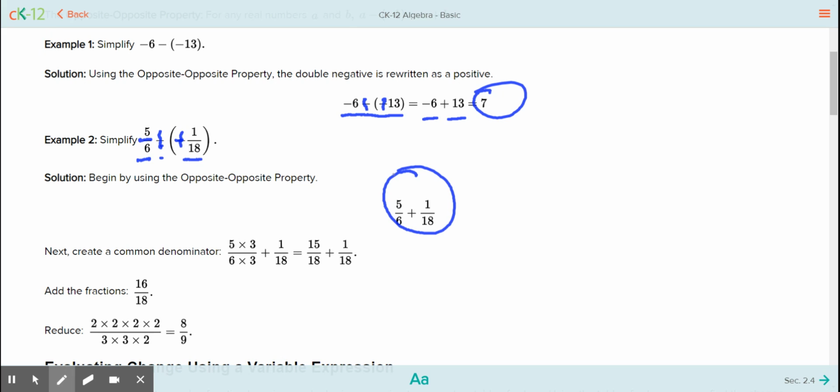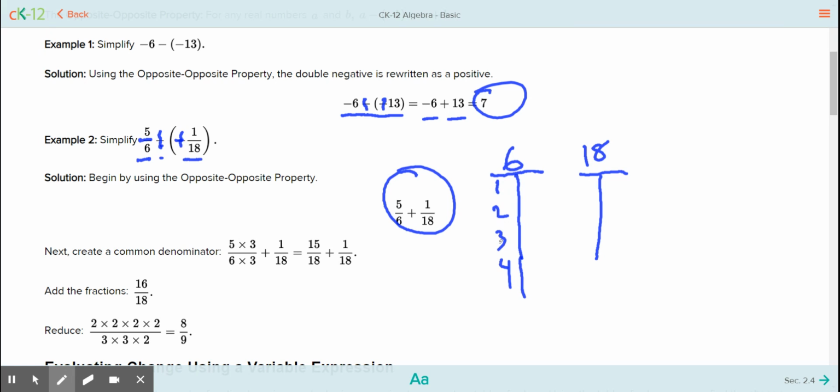So our next step is we're going to create a common denominator. Just like when we were adding, subtracting, we also have to have a common denominator. But to solve this one, here is an addition problem. So there's a number that 6 and 18 can go into evenly. I can look for the least common multiple by drawing a T-chart. I can have my 6's and I can have 18.